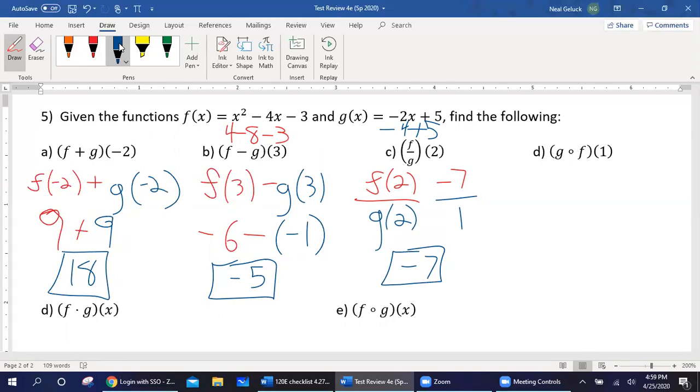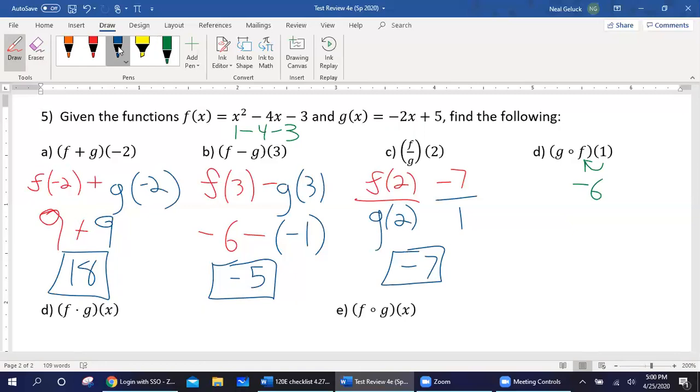The next one is a composition. So remember, think of these kind of right to left. I'm going to plug 1 into the F machine. So if I plug 1 into the F machine, that's going to give me 1 minus 4 minus 3. I don't know where I came up with a plus 3. Sorry about that. So that's going to be -6.